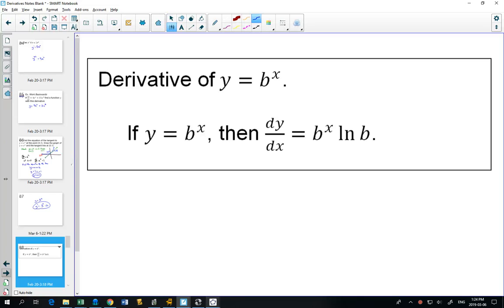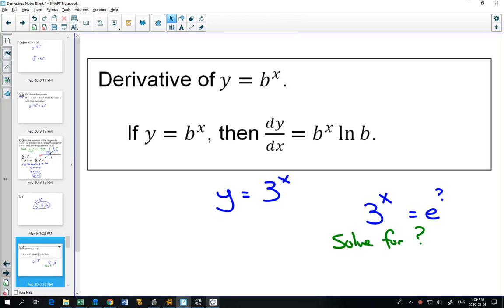Okay, so if you had y equals 3 to the x, I would like you to do some algebra and see if you can rewrite 3 to the x as e to the something. Can you do that? So a little review from last semester.